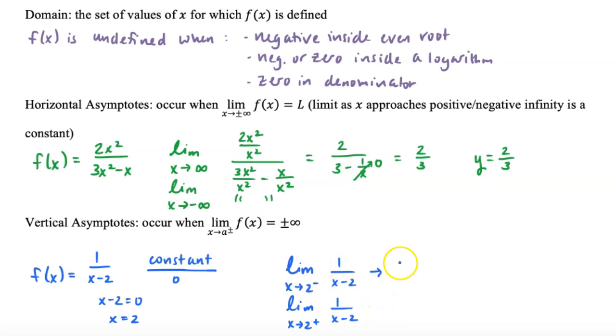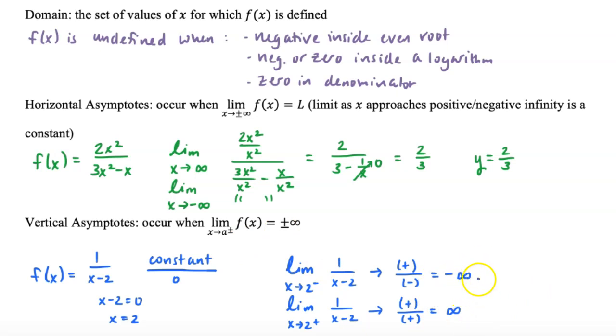So I've got 1, which is positive, divided by 1.9 minus 2, which is negative. So this is going to be a limit of negative infinity. From the right, if I plug in something like 2.1, my numerator is going to be positive. My denominator is going to be 2.1 minus 2, also positive, and so this is going to be positive infinity.